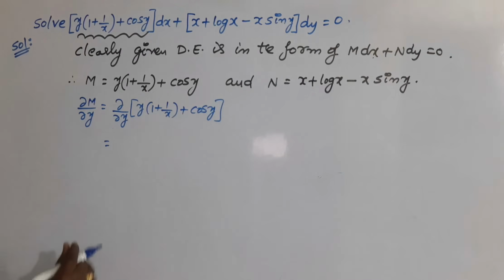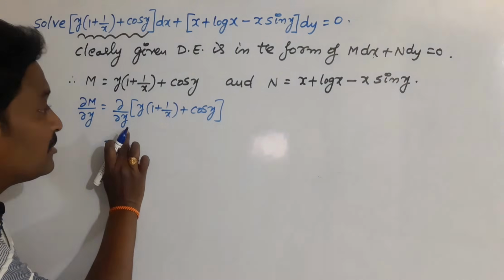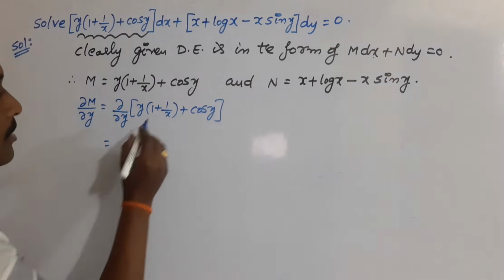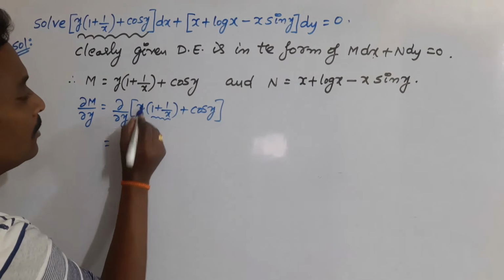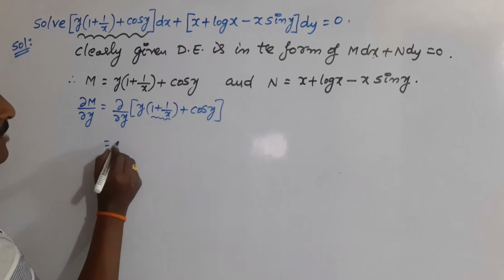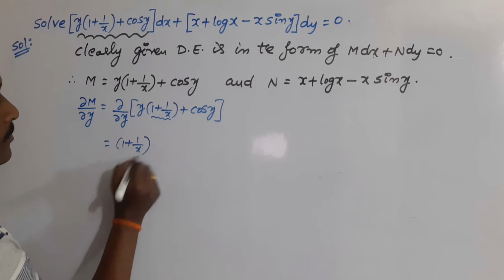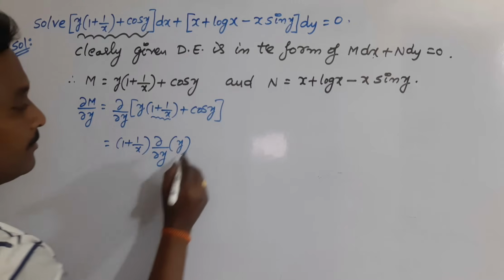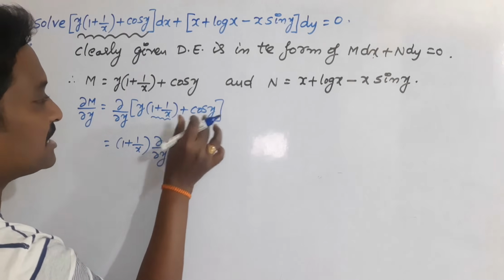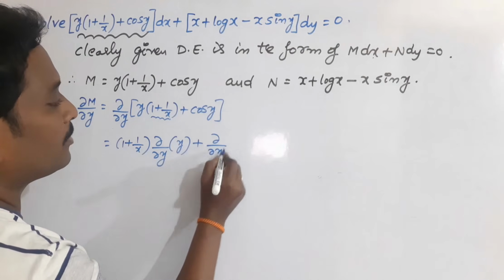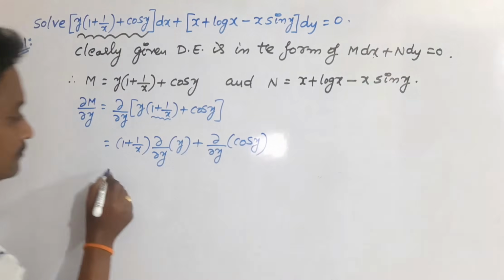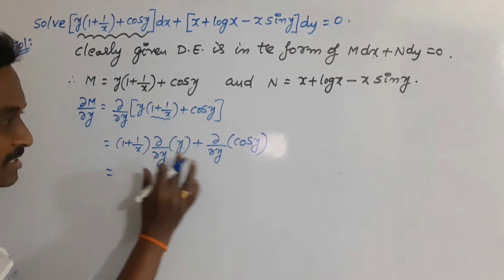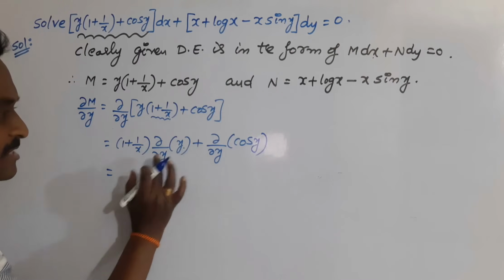Whenever you take the partial differentiation with respect to y, except y the remaining are all constants, particularly x becomes constant. So 1 + 1/x is a constant term which is in product, so write it outside of the derivative. So (1 + 1/x) ∂/∂y of y, plus ∂/∂y of cos y, since cos y is in terms of y, it is a variable. The partial derivative of y with respect to y is nothing but the ordinary derivative of y, which is 1.